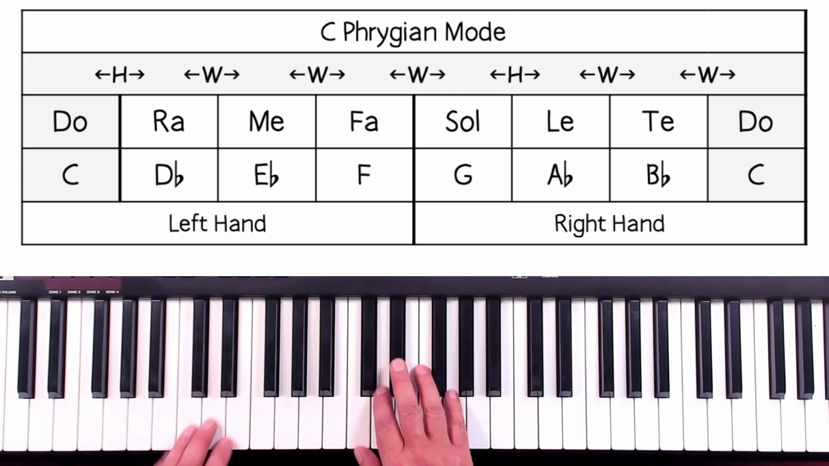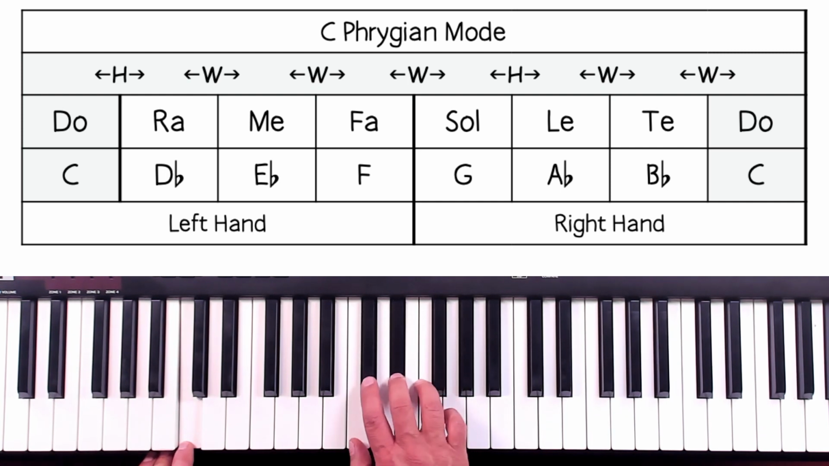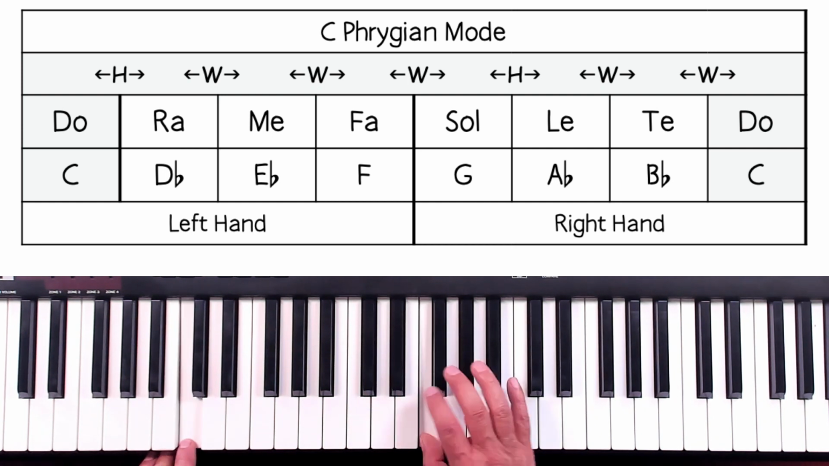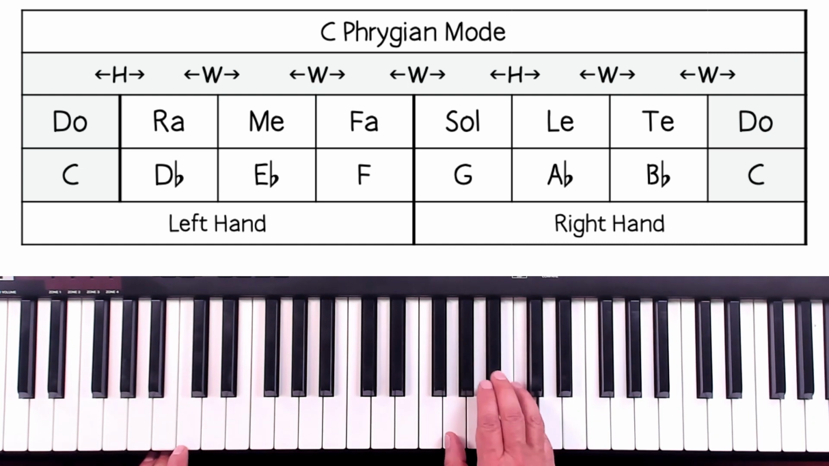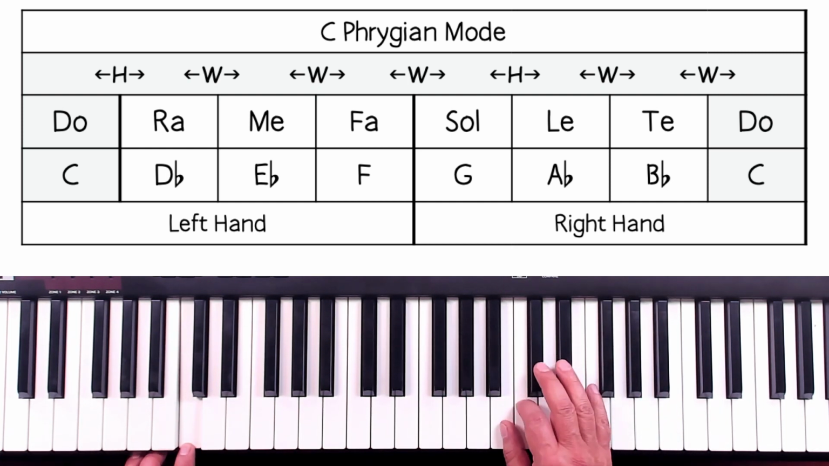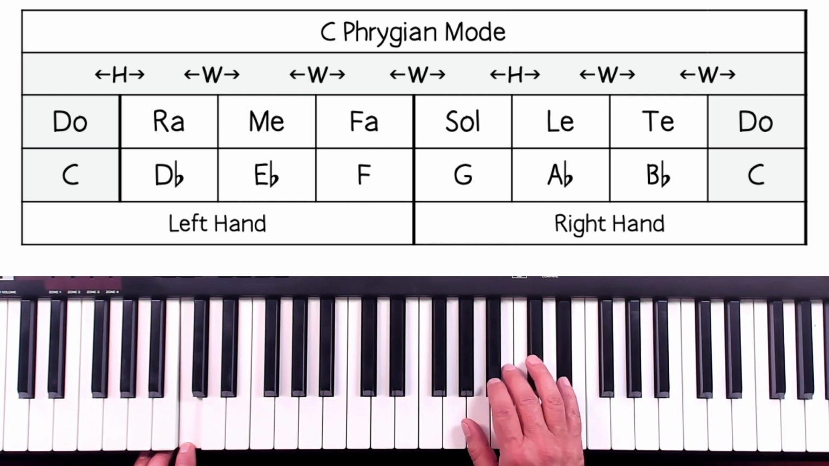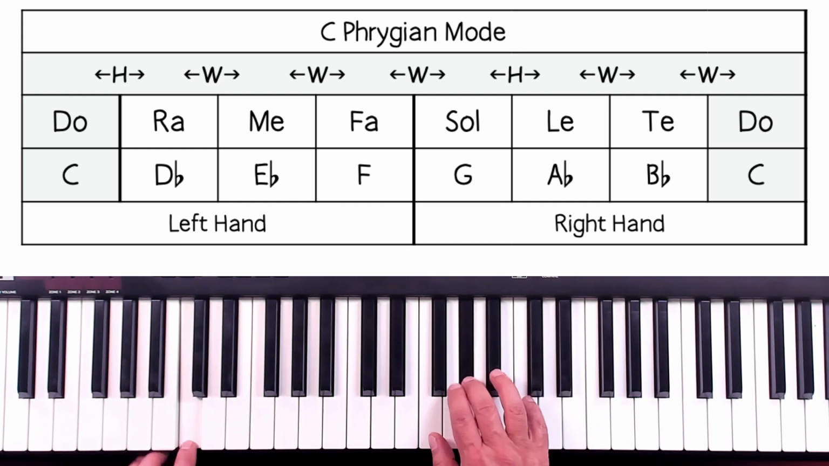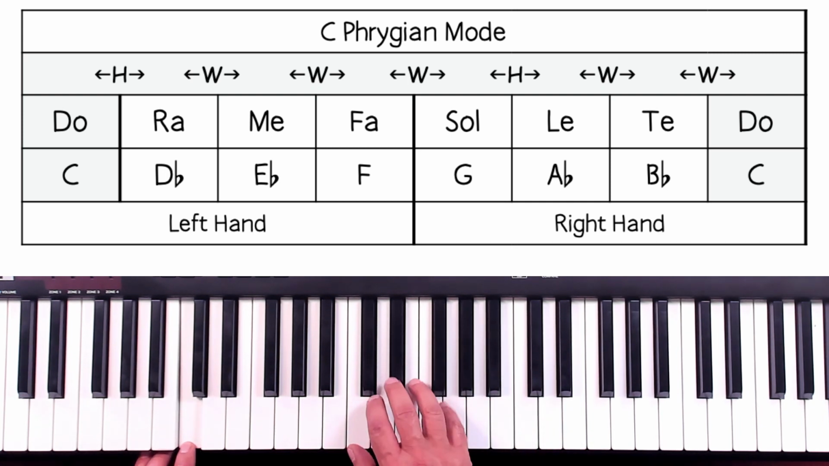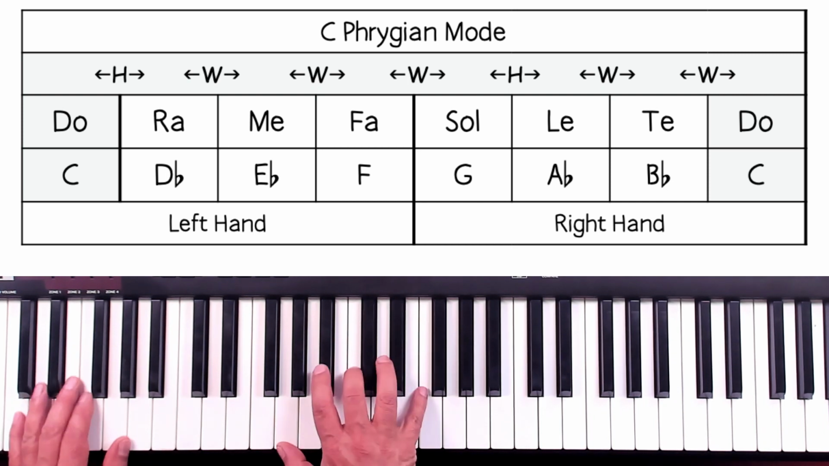Yeah, this is a great practice. Here we go. Do, mi, ra, fa, mi, sol, fa, le, sol, te, le, do, te, ra, do. Now we're gonna go descending. Do, mi, te, ra, le, do, sol, te, fa, le, mi, sol, ra, fa, do, mi, do.